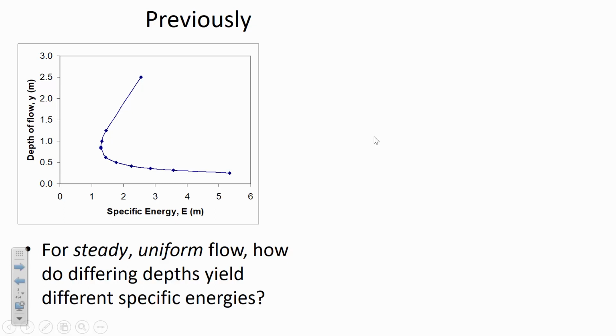So all we're saying is that for a certain flow rate, this curve was generated just for a fixed flow rate, but we were varying the slope of the channel. Depending on how steep the slope of the channel is, that varies the depth of flow, and it varies the velocity. And so there are lots of different specific energies that can exist depending on how steep the channel is.